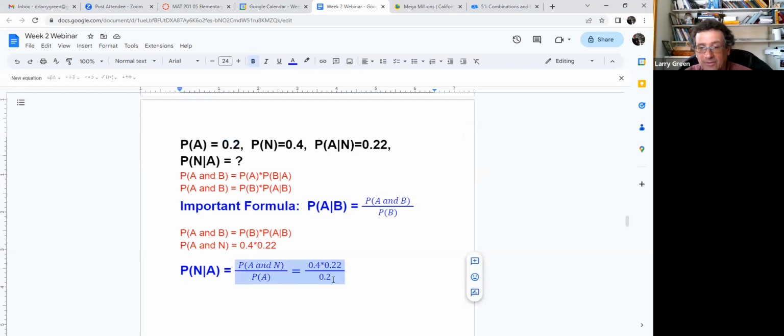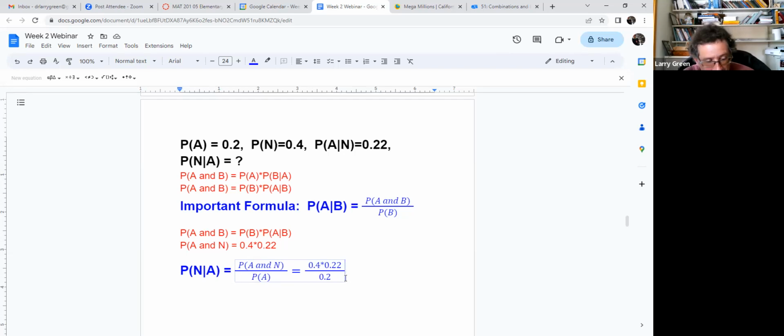And there's my answer. And if you want, you can throw this in the calculator. I'll let you do that by yourselves. Hopefully you know how to put numbers in the calculator. Any questions on this example? Any questions?